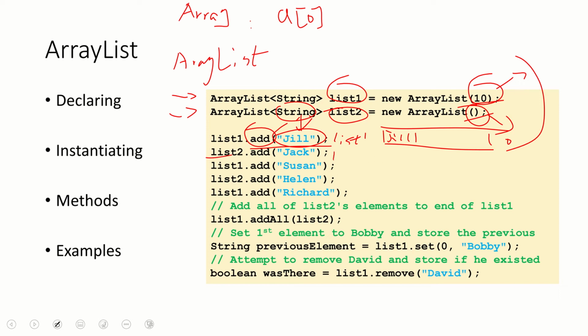And list2 gets Jack. The last one we add is Susan. Then list2 Helen. List1 Rachel.